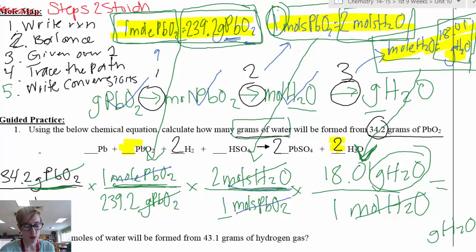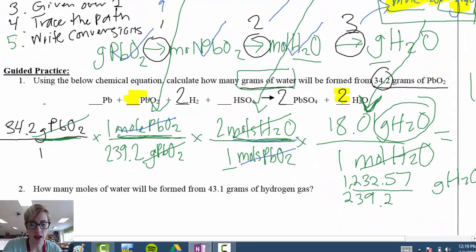When I multiply 34.2 by 1 and then by 2 and by 18, I get the top, 1,232.57. And then when I multiply the bottom numbers, it's just 239.2. And then I divide them and I get 5.15, and then my unit is grams of water, right?